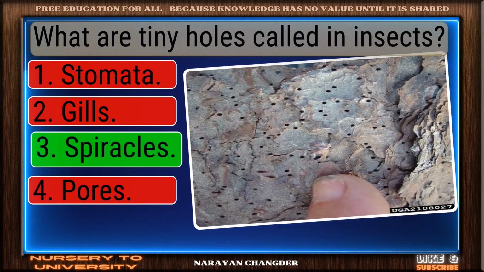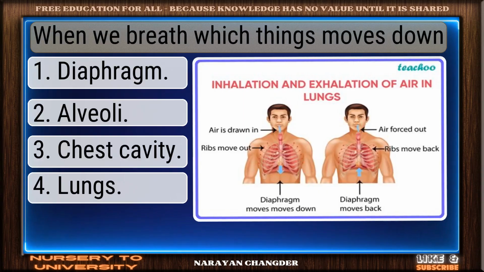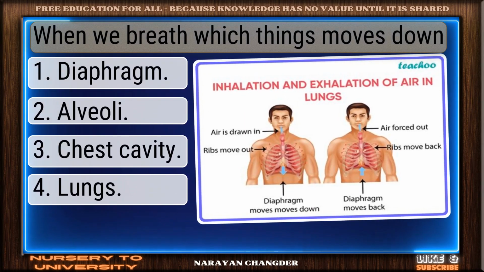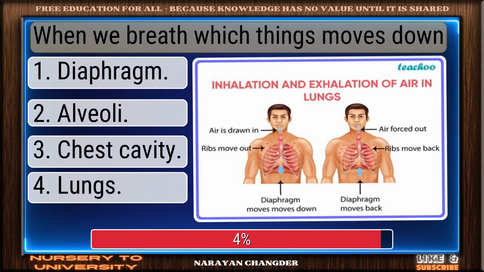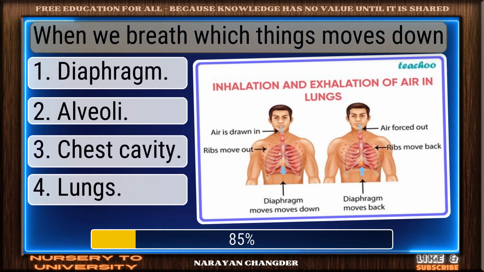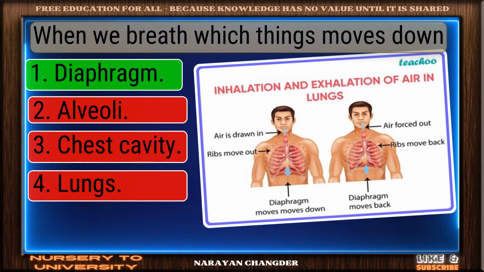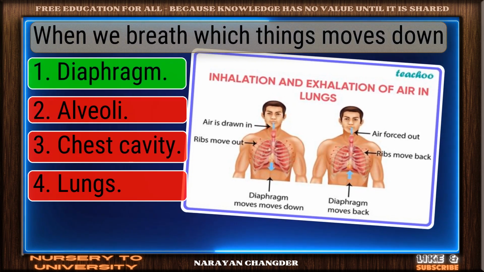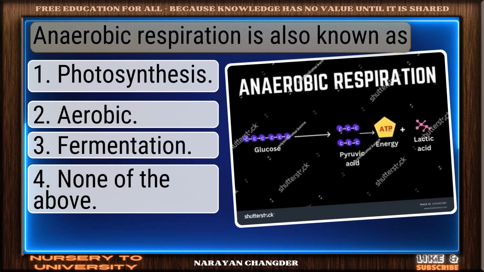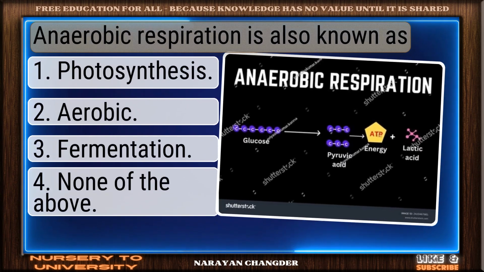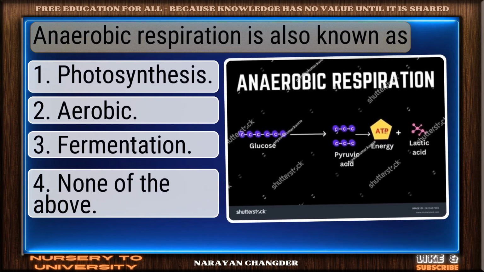Right choice. Spiracles is the best answer. Question number 141. When we breathe, which thing moves down? Sharp thinking. Diaphragm is the right choice. Question number 142. Anaerobic respiration is also known as?